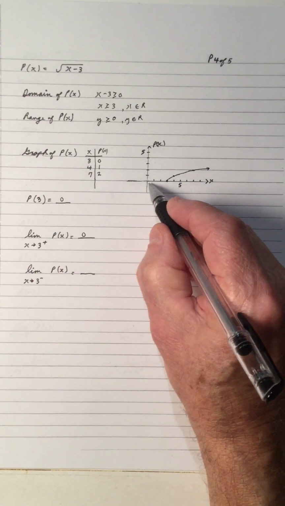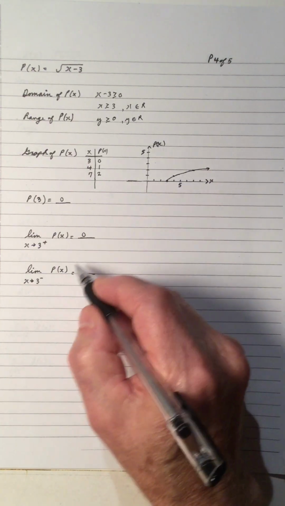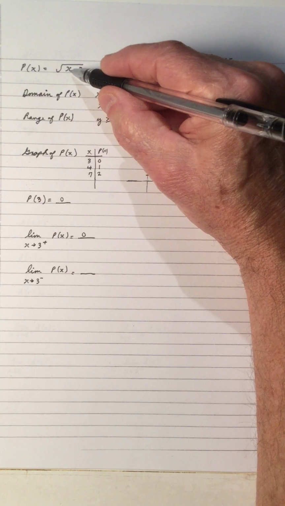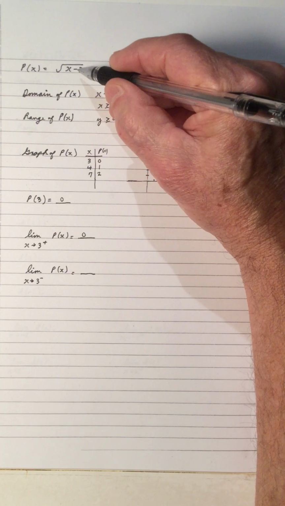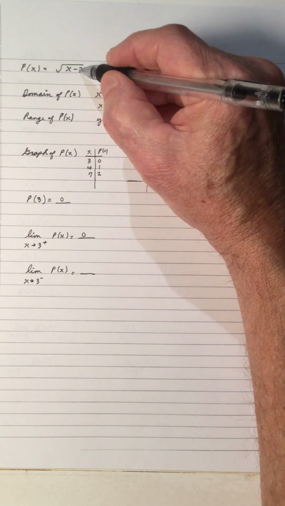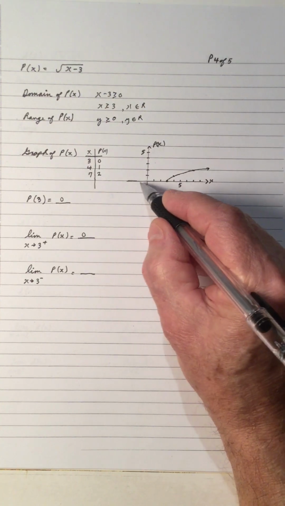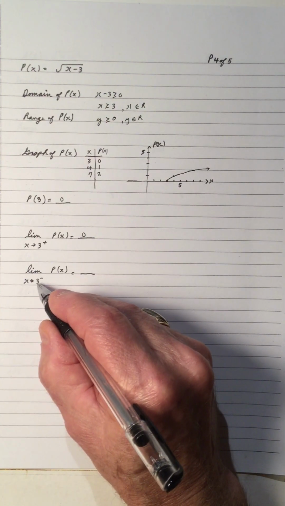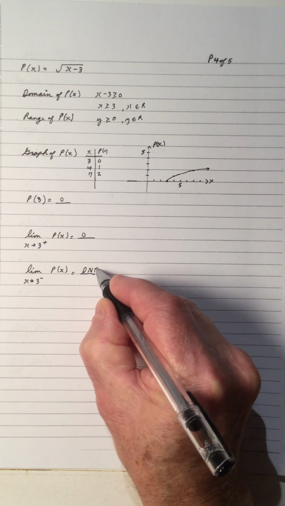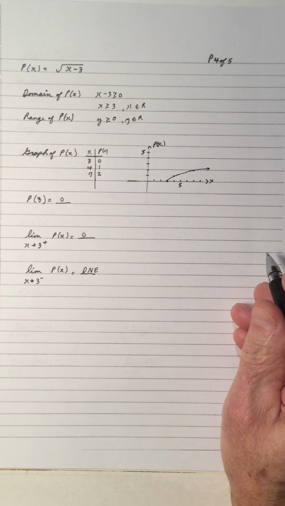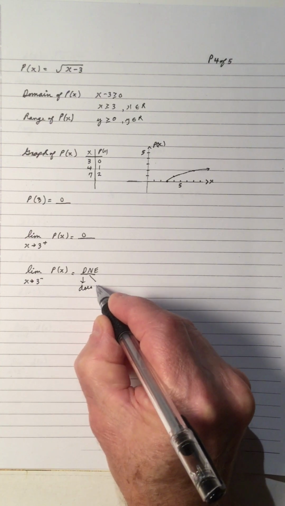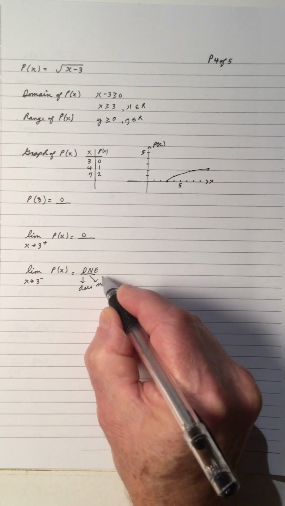Now, notice that there's no points over here on this graph. So we can't come in on the left side because if we put 2 in here, we get a -1. Square root of -1 is an imaginary number. So you put a 0 in here, you get -3, again an imaginary number. So I can't come in on this side. So that means the limit as it approaches 3 on the negative side does not exist. DNE. Does not exist.